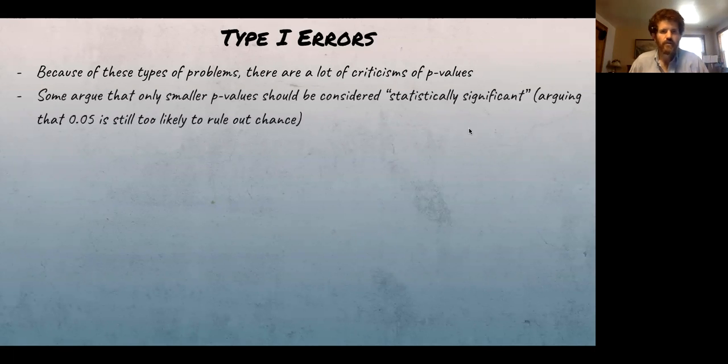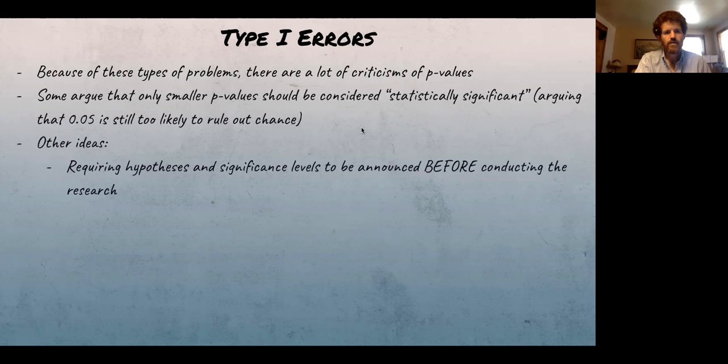Some people argue that only smaller p-values should be considered statistically significant. And a lot of people will say that 0.05 is still too high of a p-value for it to be statistically significant. So they're saying 0.01 maybe should be the standard.